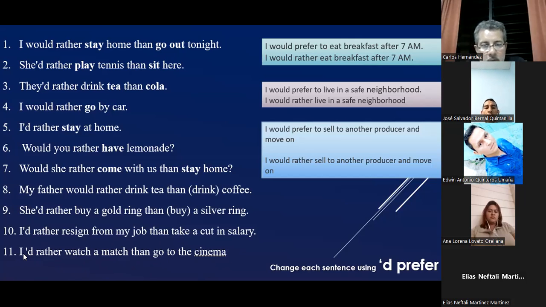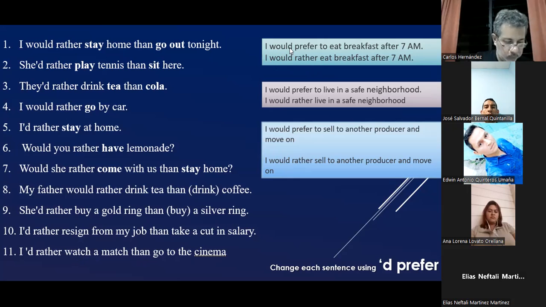Okay, then remember, for the affirmative form, we have the subject, then would rather, then we add the verb in the simple form, and then we have the complement. The complement will be the two options, the multiple options that you want to offer or that you want to decide or choose, right? What you prefer exactly. But let's look at the boxes right here, okay? We were using the second one.